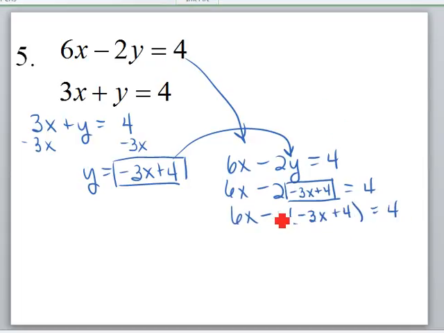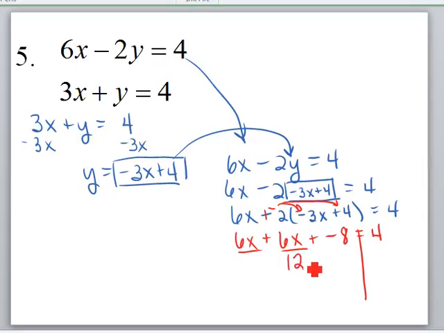What I now have, I have really plus the opposite here, and I'm distributing this through. So I have 6x plus 6x plus negative 8 equals 4. Combine my like terms, which gives me 12x plus negative 8 equals 4. I'm going to add 8 to both sides, and I get 12x is equal to 12. Divide by 12, and I get x is 1.